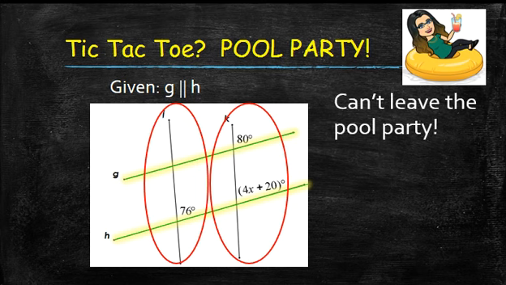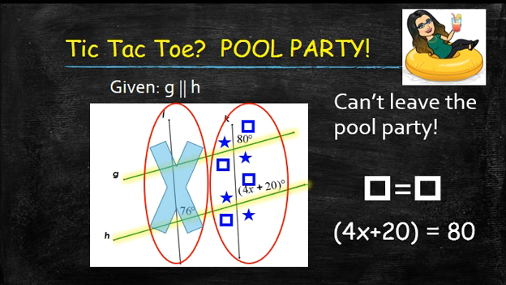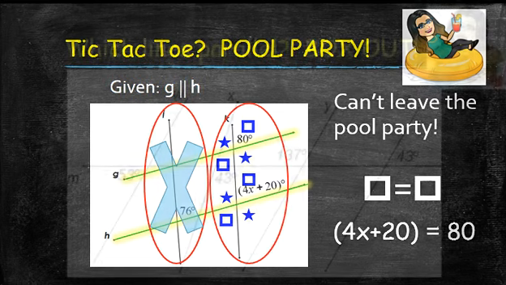Now remember, we can't leave the pool party. Notice, the pool party on the left only has one angle measure in it. We don't need to use this one. Now we'll star box the pool party on the right. We see now that we have two boxes, so we'll use box equals box to finish solving this one.